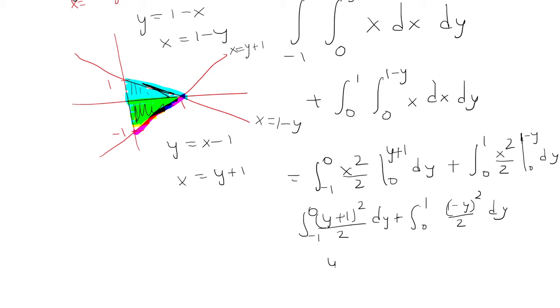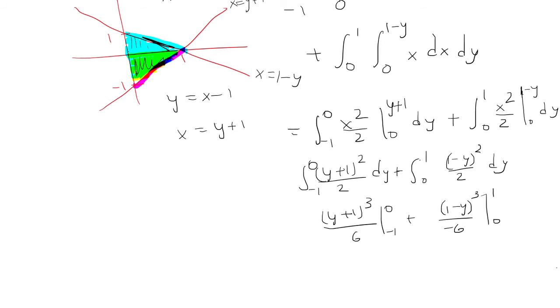We're going to integrate this. This will be y plus 1 cubed over 6, going from -1 to 0. And this will be 1 minus y cubed over -6 from 0 to 1. Plug in 0, we get 1 over 6, minus, plug in -1, that's where we get 0, so I'm not going to bother with that. Now if I plug in 1 here, I get 0. So it's 0 minus, if I plug in 0, I get 1 over negative 6. So this will be 1/6 plus 1/6, and that's 1/3. And that's going to be the answer.